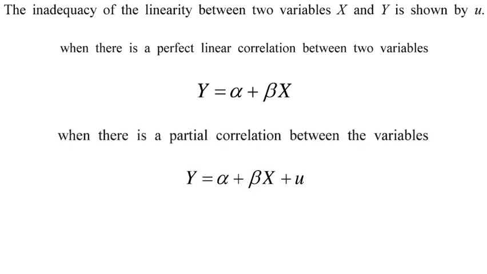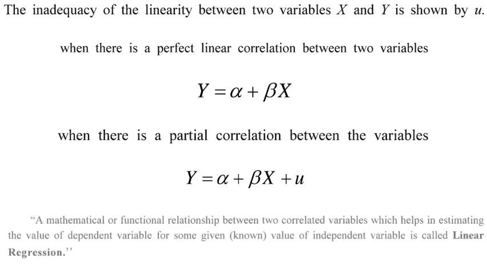But when the correlation is not perfectly linear, but a partial correlation, as we have studied in the previous chapters, not all linear correlations are perfect. Some correlations are partial when they are not 1 or -1. When they are in between, they are called partial correlation. And for those partial correlations, there are errors. And because there are errors, we have to find u.